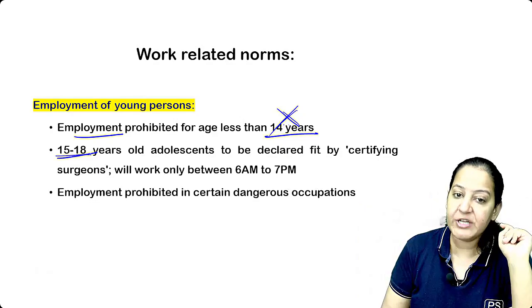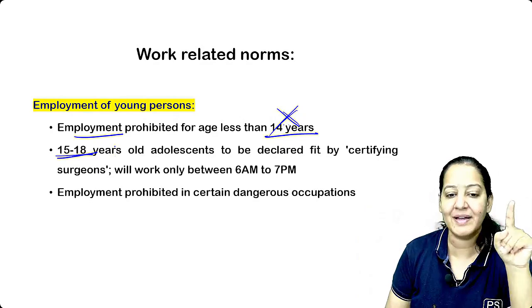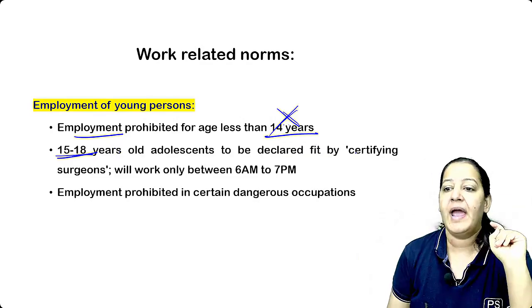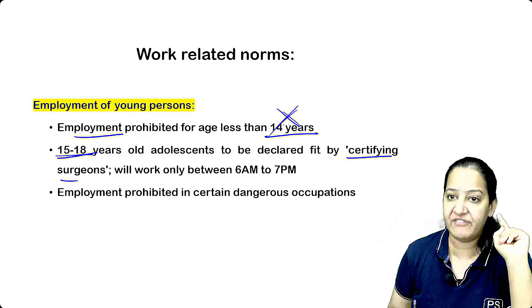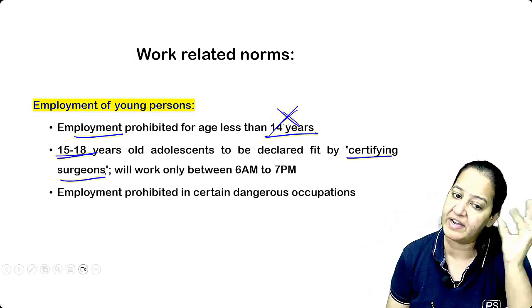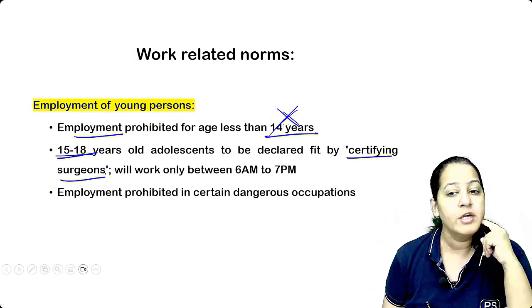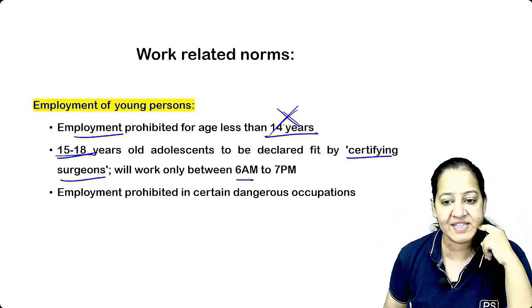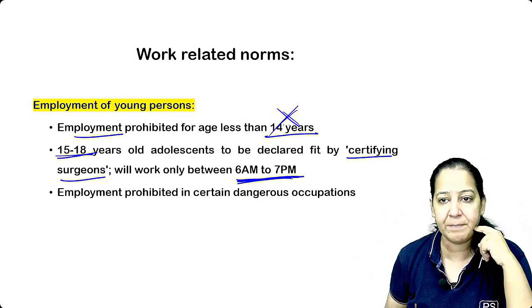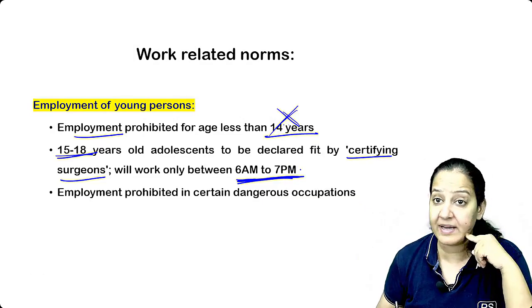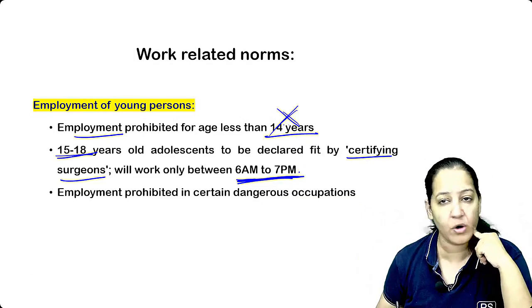But what about 15 to 18? Adolescent. An adolescent should be checked by the doctor. And if the certifying surgeon gives the fitness certificate, then only you can put them on the work. You can work them from 6 a.m. in the morning till 7 p.m. in the evening. For an adolescent, night shift is not allowed.